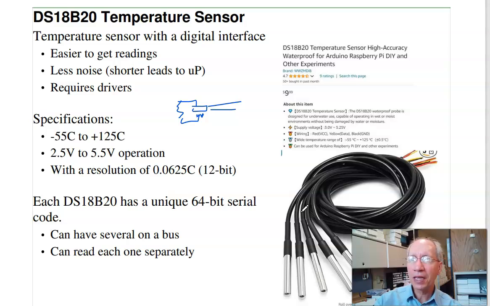Now the DS18B20 has the following specs. You can buy these on DigiKey, Amazon. They're not real expensive. Here you get 5 for $10. They operate from -55C to +125C. Operate between 2.5 and 5.5 volts, meaning they work with a Pi Pico. And the resolution is 0.06 degrees Celsius. And each DS18B20 has a unique 64-bit serial code, so you can actually have a large number of these on a single bus and talk to each one separately.